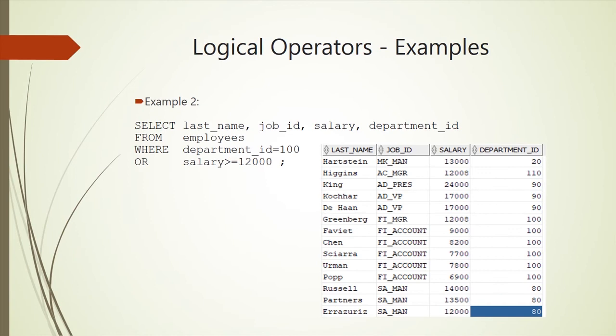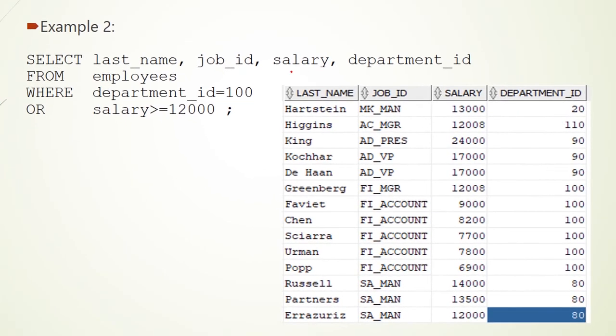Let's take another example here. SELECT last_name, job_id, salary, department_id FROM employees WHERE department_id = 100 OR salary >= 12000. So here we have two conditions. This is the first condition, department_id = 100, and this is the second condition, salary >= 12000. If one of the conditions is true, the row will be returned by the SELECT statement.